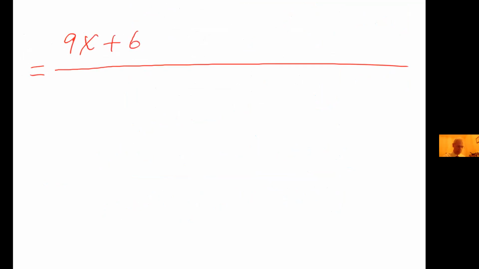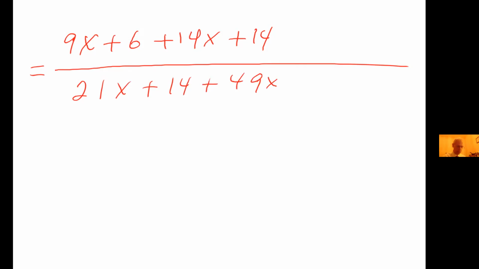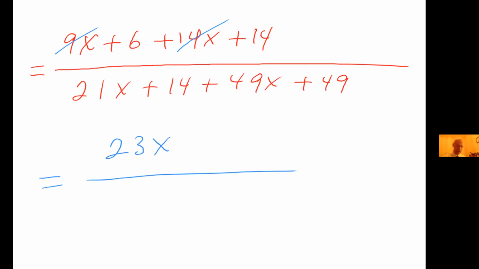If I simplify now, 3 times 3x is 9x, plus 6, plus 14x plus 14 in the numerator. And the denominator, 7 times 3x is 21x plus 14 plus 49x plus 49. That equals, well, 14x and 9x gives me a total of 23x. 6 and 14 gives me plus 20.